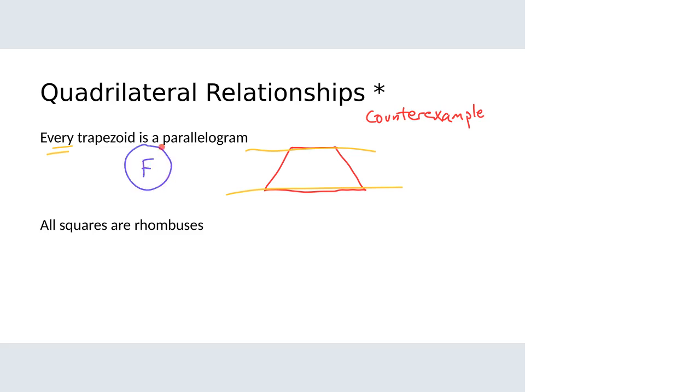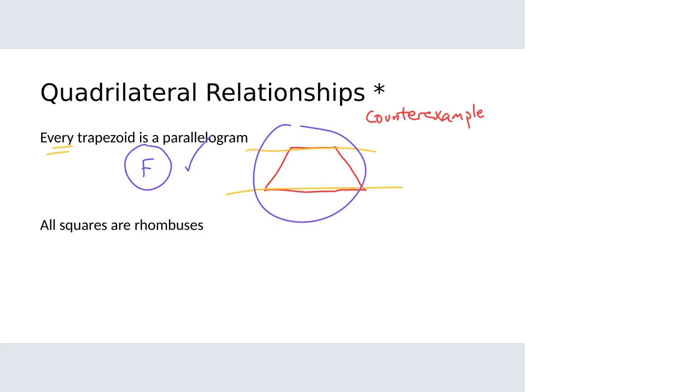Is it possible to draw a trapezoid that is a parallelogram? Sure. But that's not what this question said. It didn't say there exists at least one trapezoid that is a parallelogram. That's a way more thick language question that we're not going to deal with. Every trapezoid is a parallelogram? Well, here's one that's not. So it's false, and I'm sure of it.